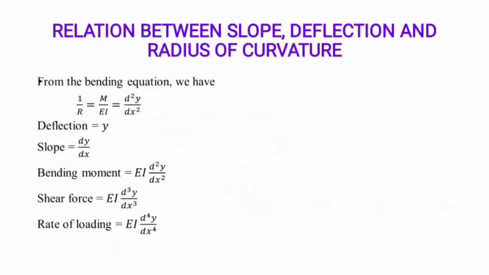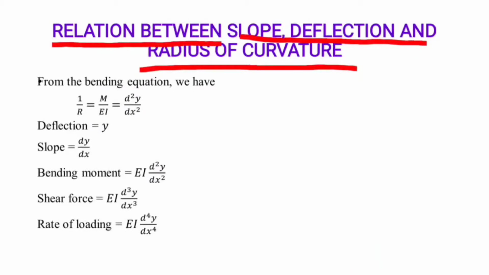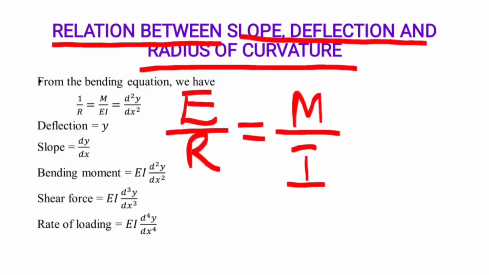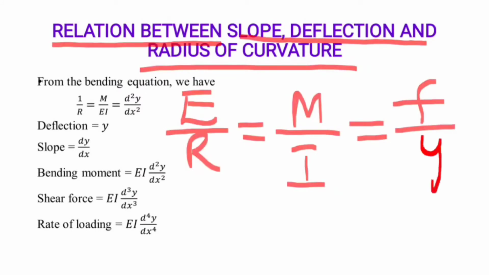Okay. Next, we see the relation between slope, deflection and radius of curvature. In the last class, we saw the bending theory, in which we saw the bending equation. I told you in the last class how to remember the bending equation. Again, here I give the bending equation. E by R, that is Elizabeth Rani. M by I, that is May I, that is equal to F by Y.